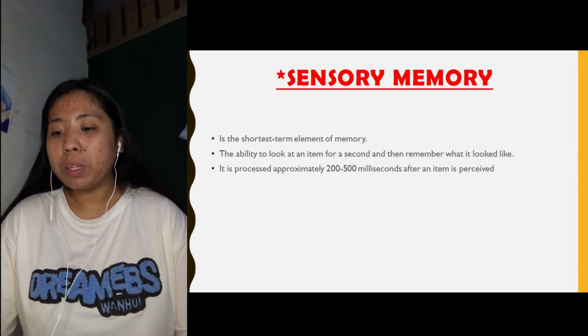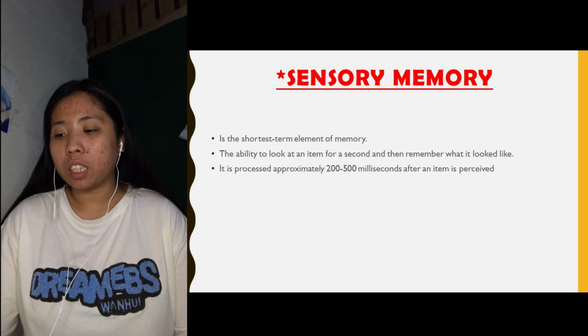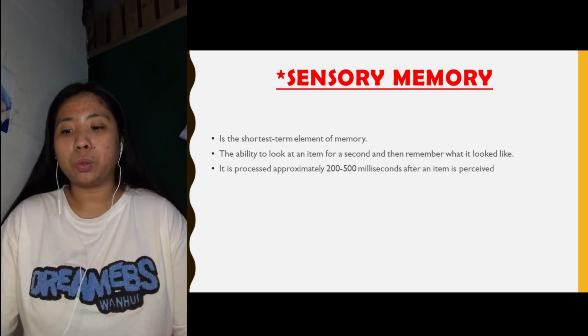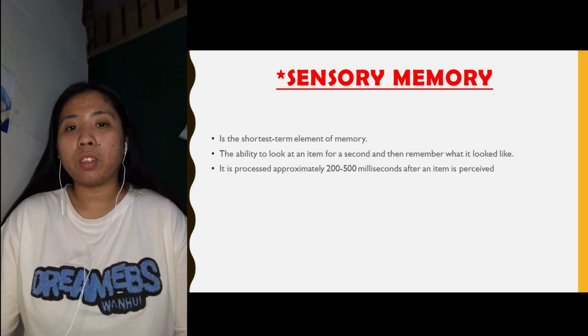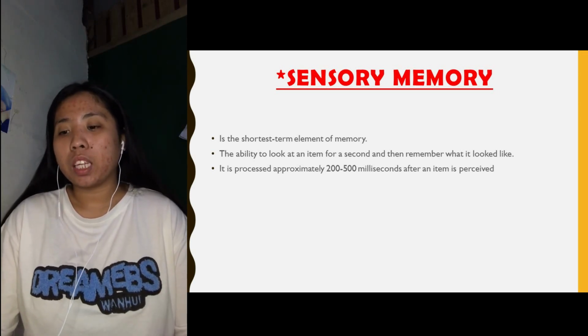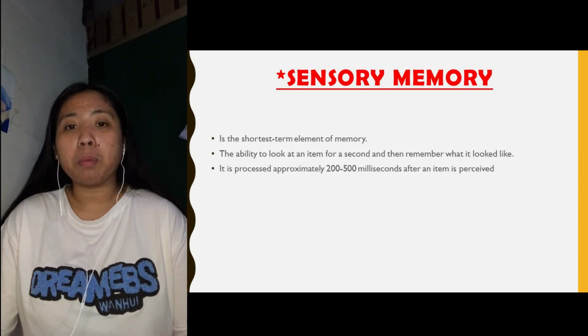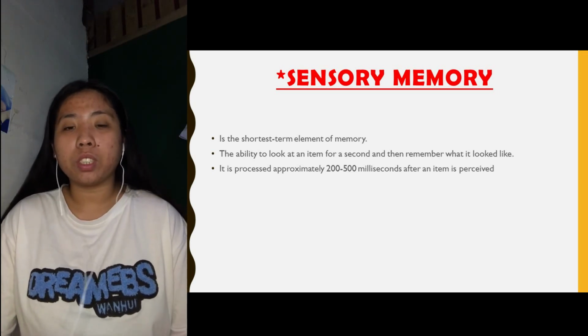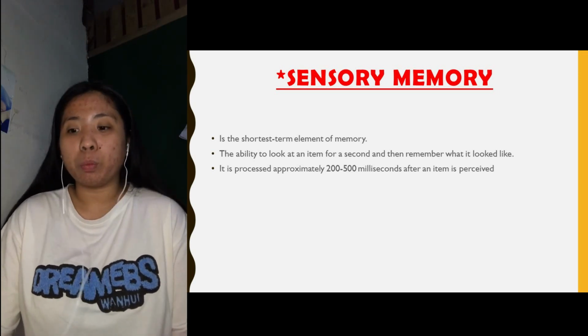So, the ability to look at an item for a second and then remember what it looked like. So that is one example of sensory memory. The ability to look at an item and then remember it.